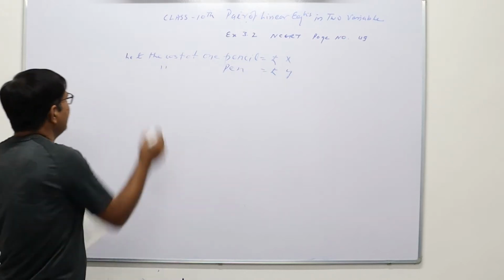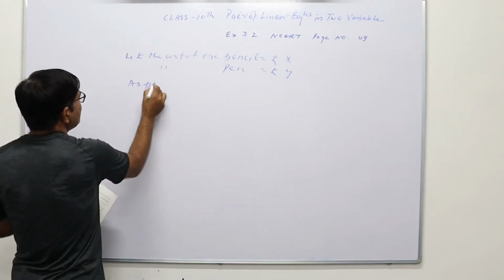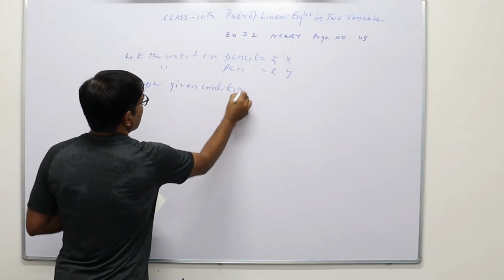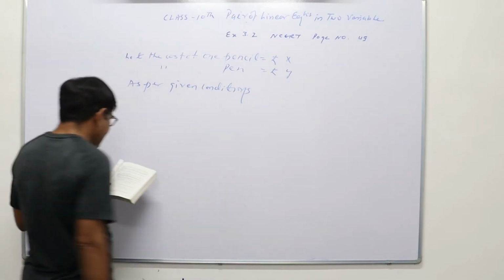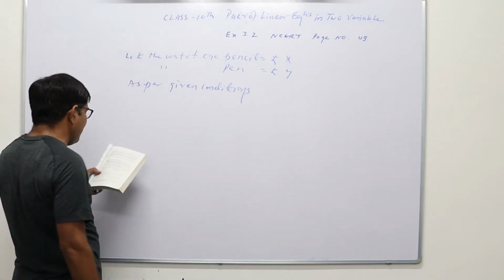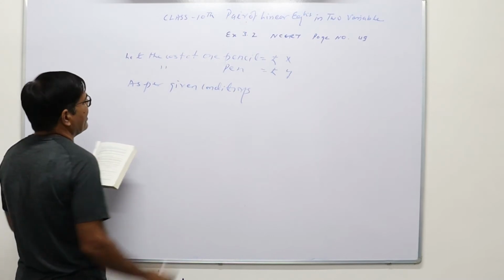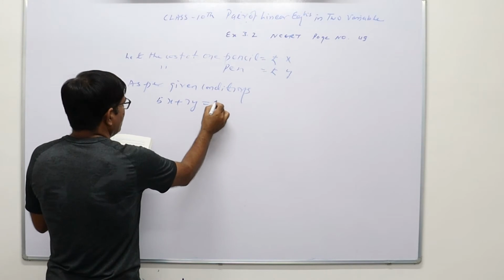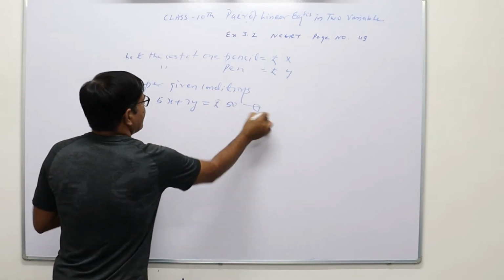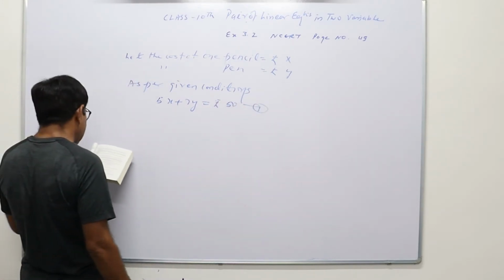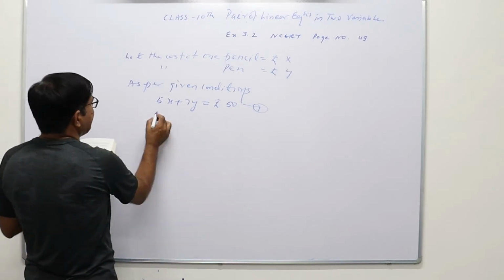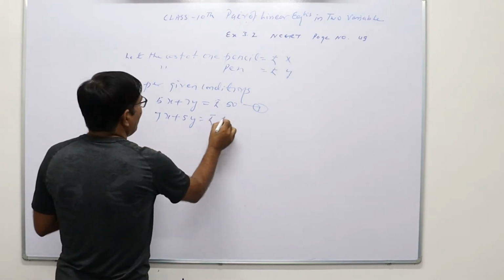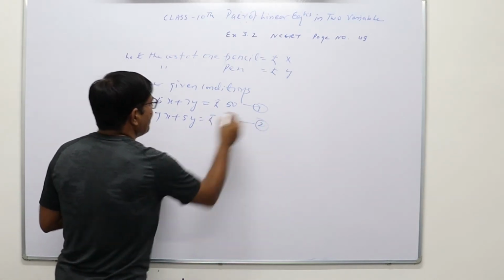So as per the given condition, what is the condition? 5 pencils and 7 pens. That is 5x plus 7y equals rupees 50. Let us suppose this is the first equation. And second, 7 pencils and 5 pens, that is 7x plus 5y equals rupees 46. This is equation number second.